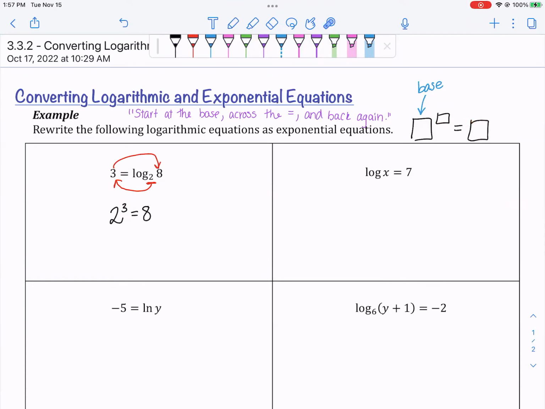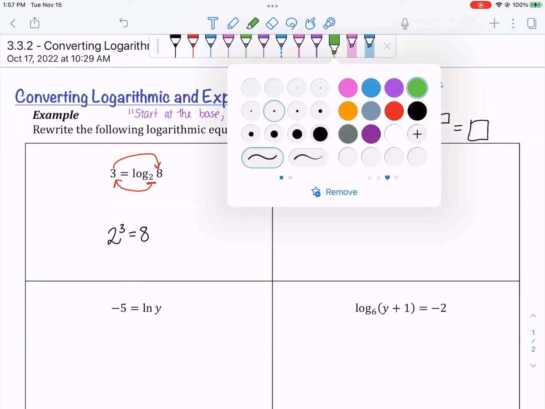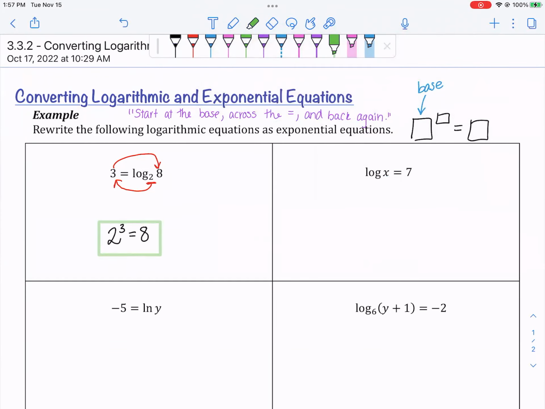1, 2, 3. And that's our answer. There it is. Yay. Bam. Okay. What if there's no base written? Well, no base written means that it is a base 10. So we'll just put a 10 in there.